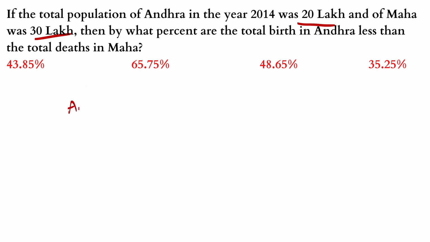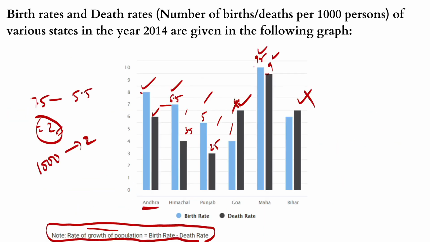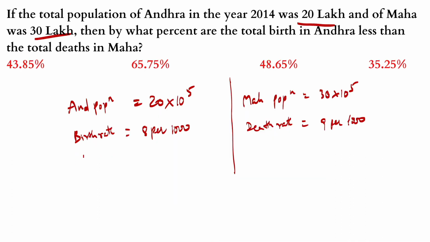Okay. So Andhra population is 20 lakh. Let me take it as 10 power 5. And the Maharashtra population is 30 lakhs, so 30 into 10 power 5. Okay, so birth rate of Andhra is 8 per 1000, whereas death rate of Maha is 9 per 1000. So if 8 is for 1000, then what is for 2 lakh members? For 2 lakh, it's 8 by 1000 into 2 lakh. Okay. So for this, 9 by 1000 into 3 lakh.